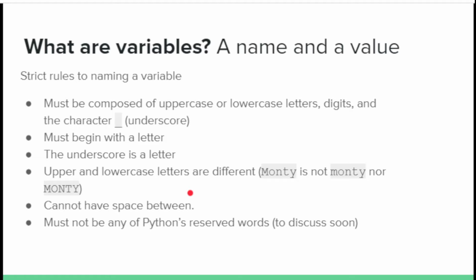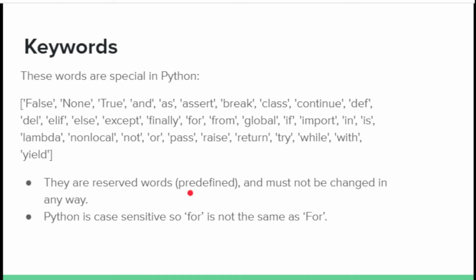What are Python reserved words? Python reserved words are special words in Python that already have meaning. They have been predefined and cannot and should not be changed in any way. By the time you're downloading your Python, they are already there, such as the print function we were using earlier on.